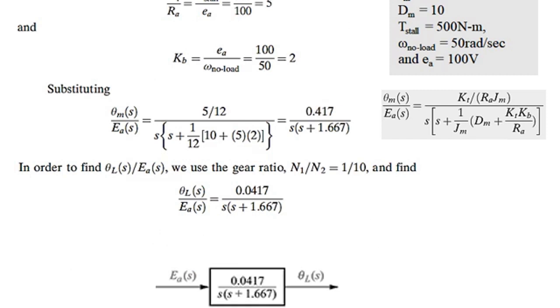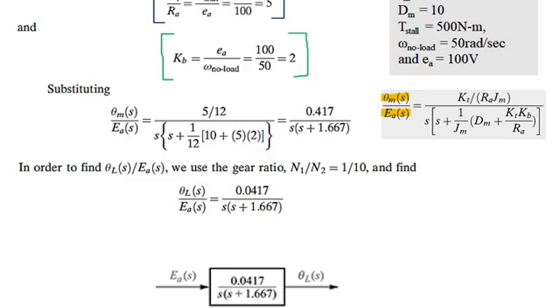Dear students, now after finding values of various quantities, we will find the electrical constants. Now from the dynamometer test, from the relation of T stall, we have KT over RA equal to T stall divided by EA, and this is equal to 5. From the second part, which is no load speed, we have KB equal to EA over no load angular velocity of the DC motor, and this is equal to 2.